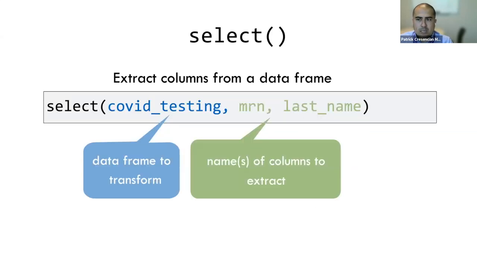You call the select function. Your first argument is your data frame that you're going to transform. And then your subsequent arguments are any of the names of the columns that you wish to extract from that. So in this case, we are taking our COVID testing data frame, we're applying the select function to that, and we are specifically pulling out our MRN and our last name variables or columns from that data frame.